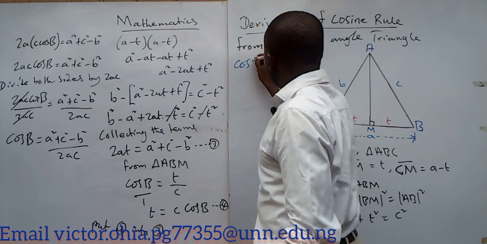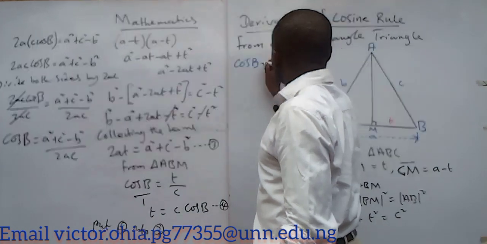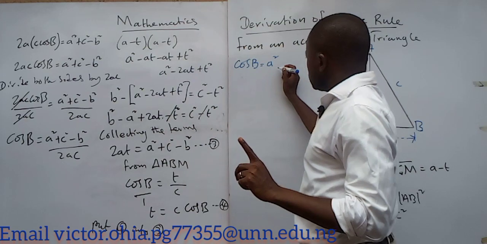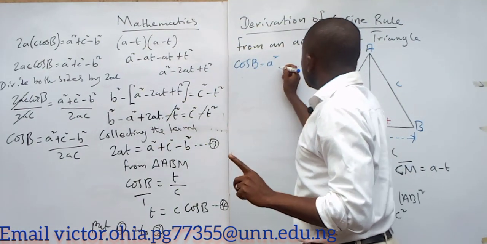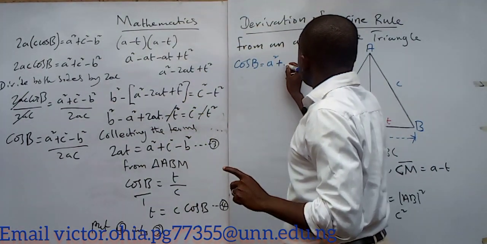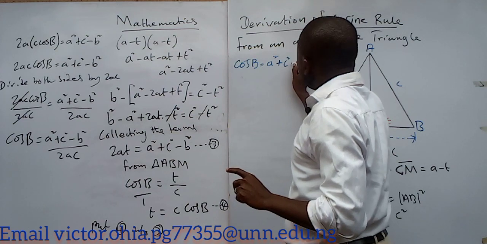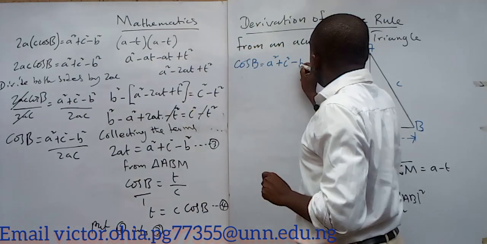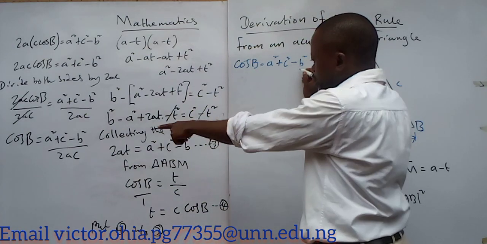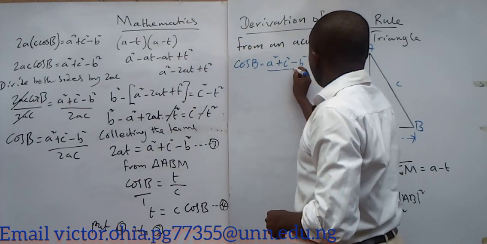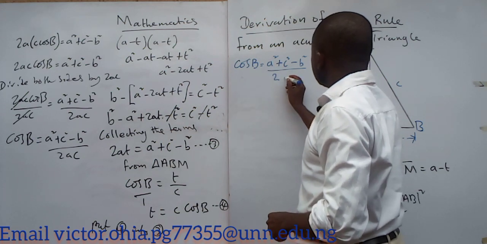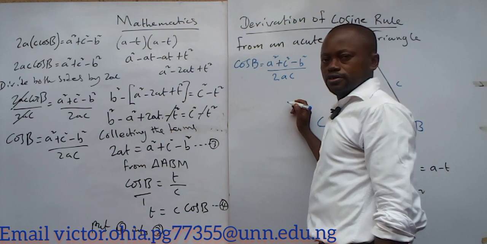cos B is equal to a squared. Watch it. a squared plus c squared, and you remove the small letter b squared. Did you see that there? Okay, all over 2 times this and this, 2ac.